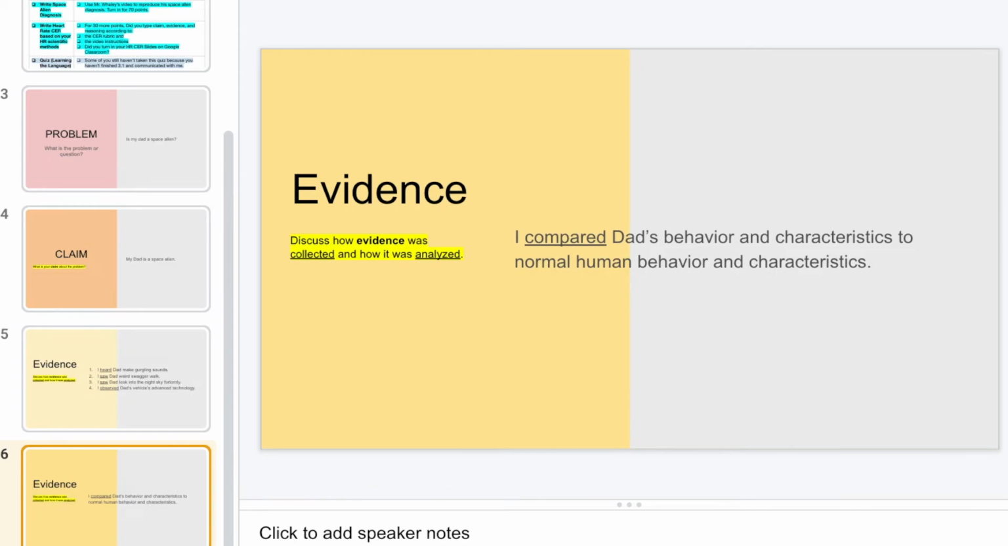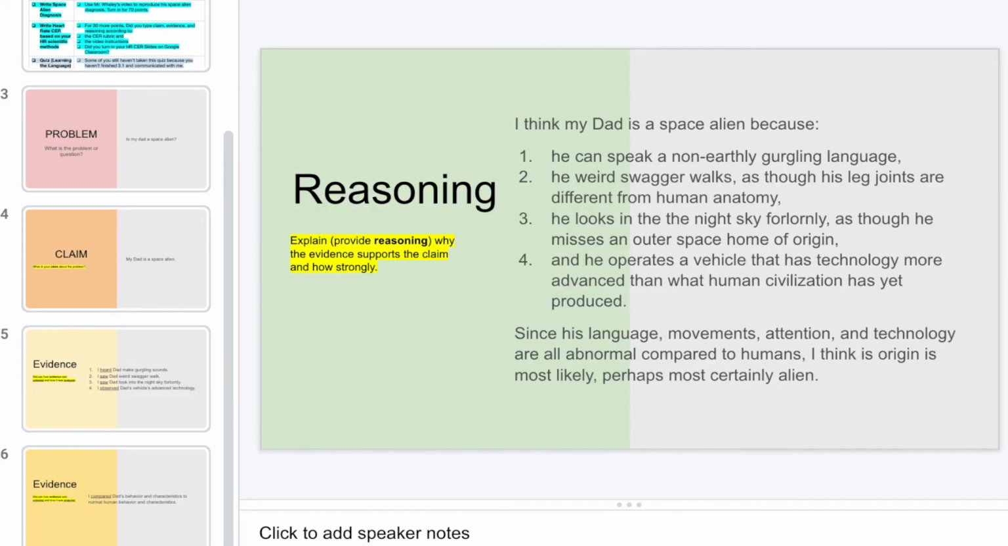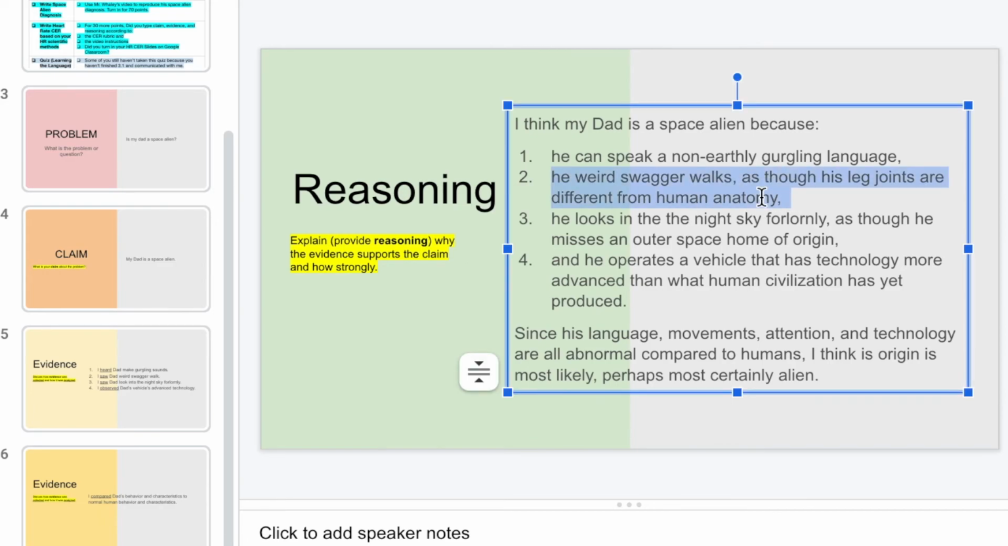Oh, I see. Okay. You were comparing your dad's behavior to what you know about human behavior and human civilizations. And then reasoning. We could ask them questions about their reasoning only if we understand what their reasoning is. And so we could ask this little girl, wait, what is your reasoning for, like you said, I mean, just look at him. Were you talking about the way he walks? Yeah, look at the way he walks. It's as though his leg joints are different from human anatomy.